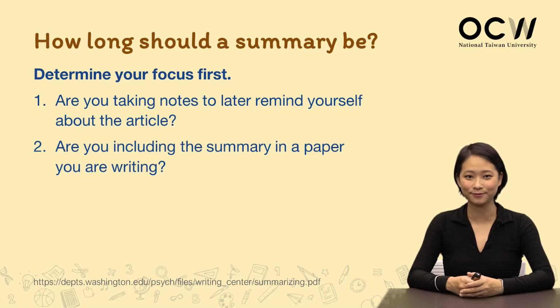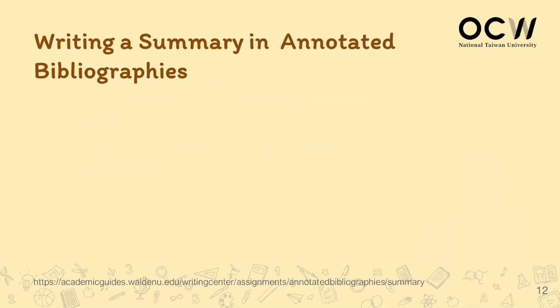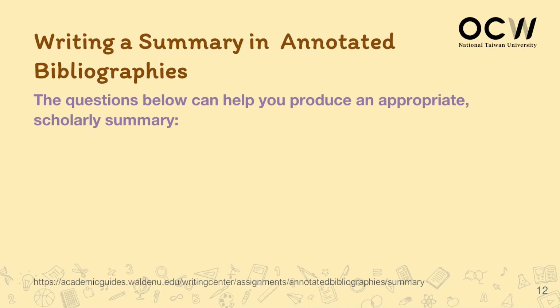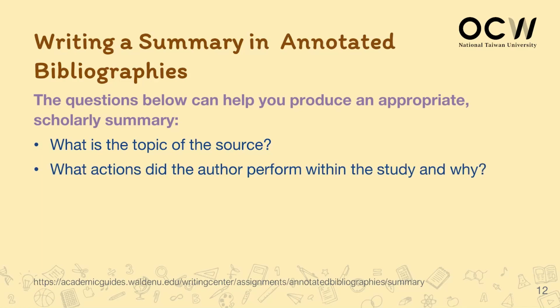Now, when you're writing a summary as an annotated bibliography, what kind of things can you be aware of? The AWEC is now posing to you different questions that can help you produce an appropriate and scholarly summary. The first question perhaps you'll ask yourself is, what is the topic of the source? Then, what action did the author perform within the study and why? Perhaps different experiments, perhaps different trains of thought, perhaps different steps or procedures.